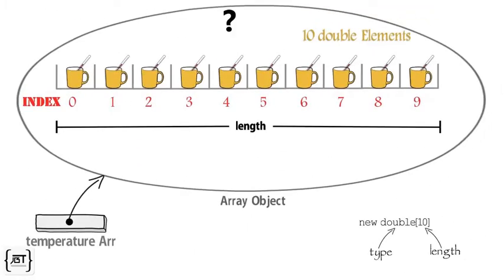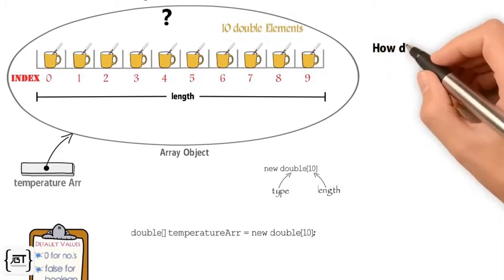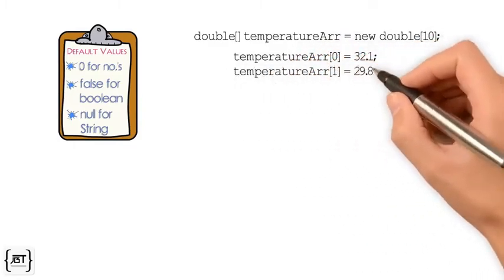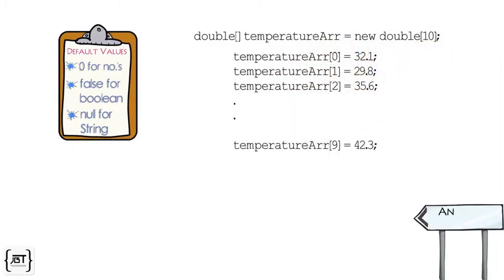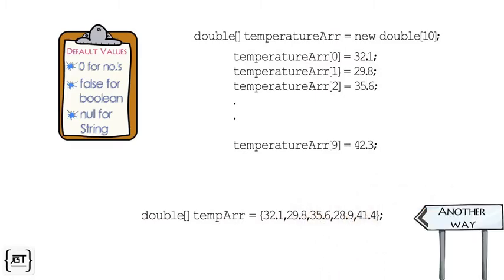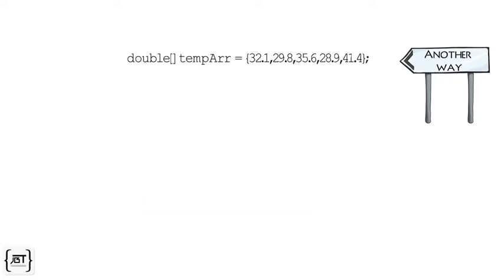We need to assign value to each element. How do we assign values to elements? By accessing each element using its index and assigning a value of the correct type. There is another way to both create an array and assign values to its elements in the same statement, like this. This will allocate an array of 5 doubles and assign value to each element in the same order.